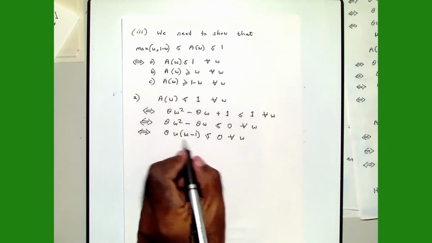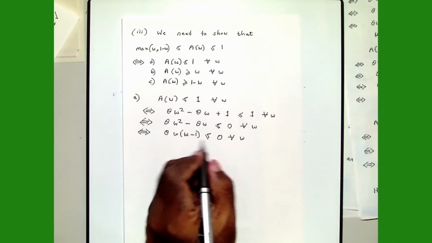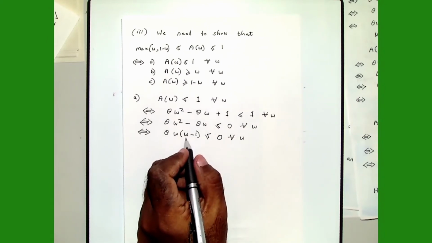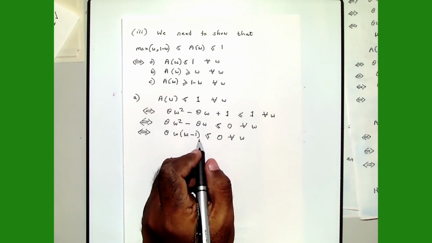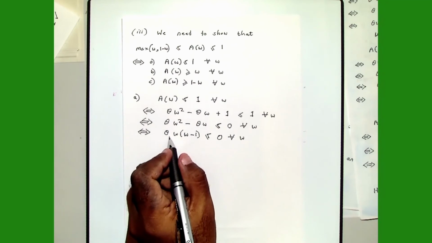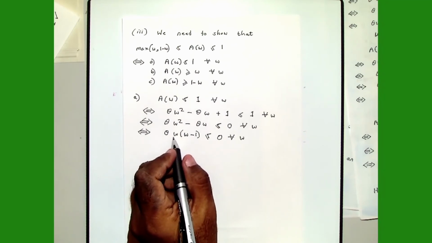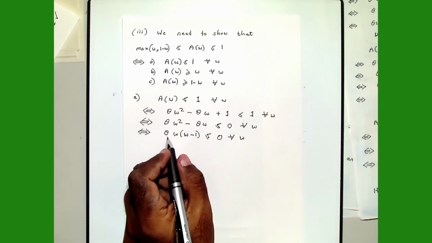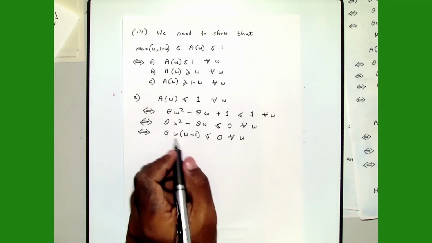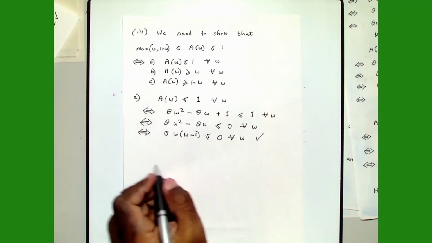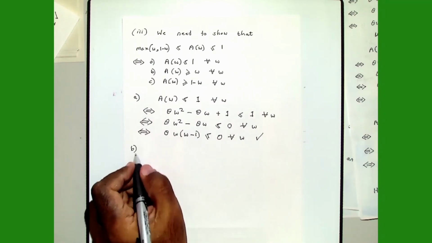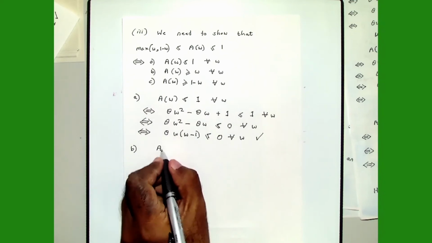and this is always non-negative, less than or equal to 0, because W, remember W is a number between 0 and 1, right? So W minus 1 must be less than or equal to 0, and theta is a positive number. Although I did not say that, I must have said that before. Theta is a positive number, so this is always less than or equal to 0, right? So this is true.